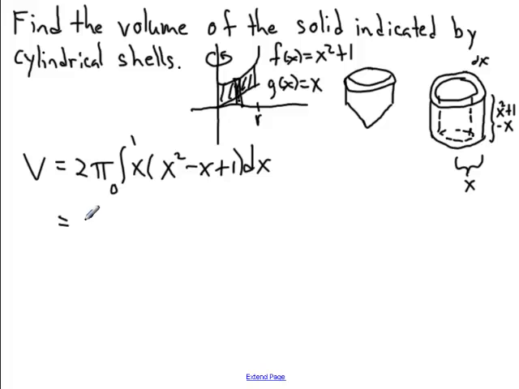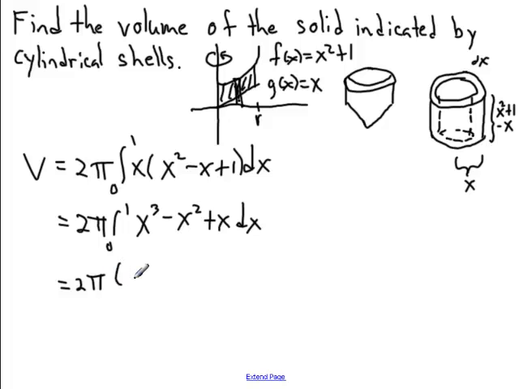So the real challenge of these things is always just to set up the integral and not really the integration itself. But let's carry through the calculation. From 0 to 1, we get x cubed minus x squared plus x dx. And when we do the integration, 2 pi times x to the 4th over 4 minus x to the 3rd over 3 plus x to the 2nd over 2, evaluated between 0 and 1.